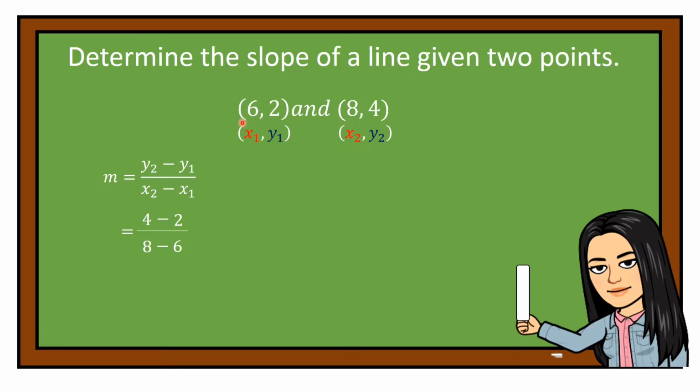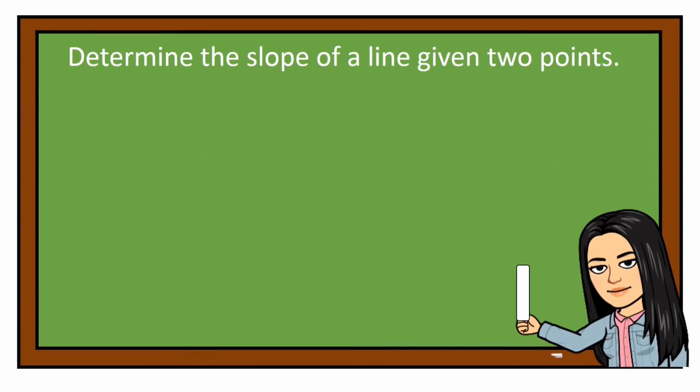Okay, since na-substitute na natin, we can now simplify our answer. So, this would be equal to 4 minus 2 is equal to 2 over 8 minus 6 is equal to 2. And 2 over 2 is equal to 1. So, our slope now is equal to 1. Next example, if we have point negative 2, 5 and 7, 3.